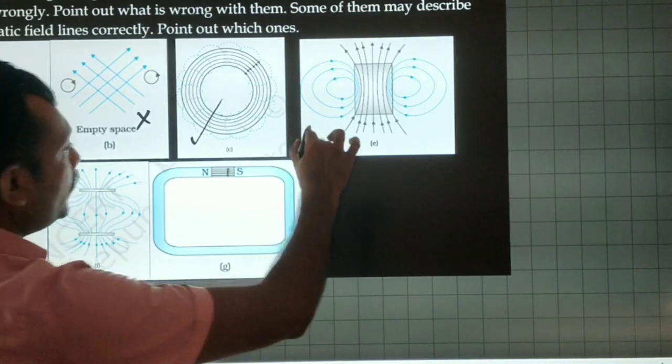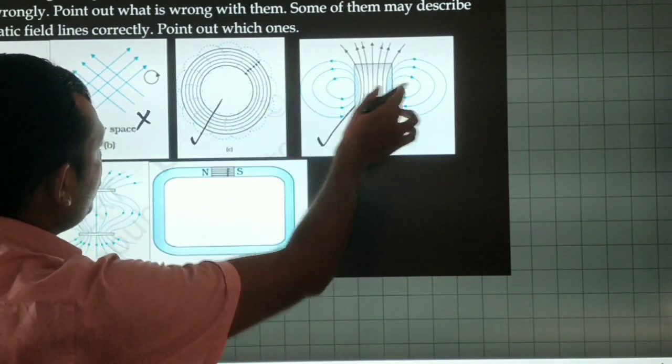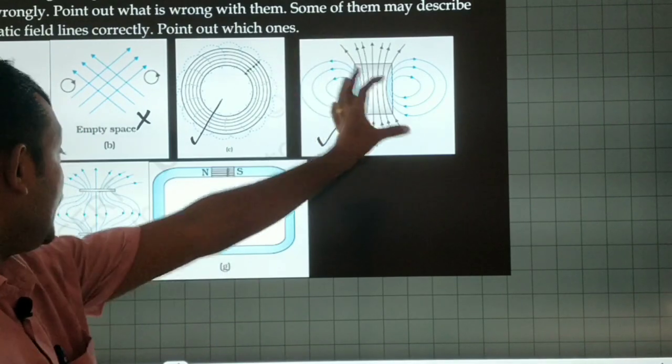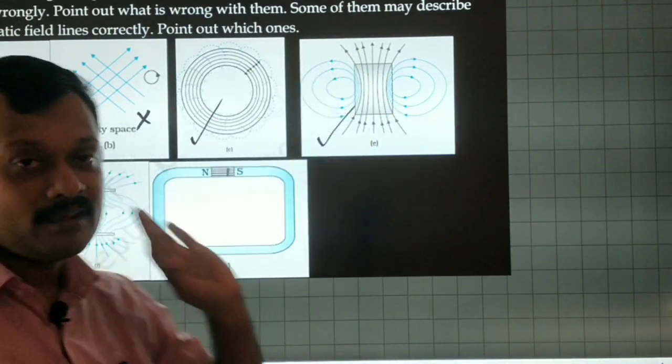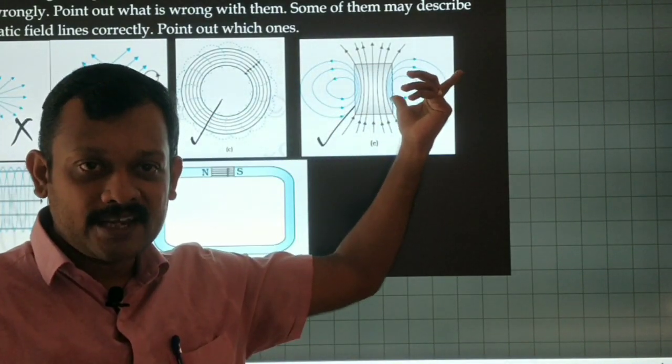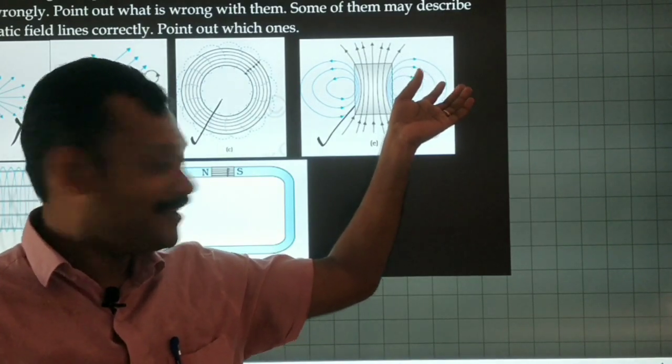Okay, coming on to the fourth one. This is obviously correct. This represents, okay, E I am saying, not B. This is E. This will represent magnetic field lines, but cannot be electrostatic field lines.